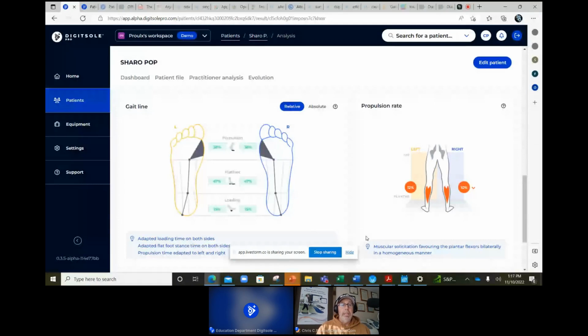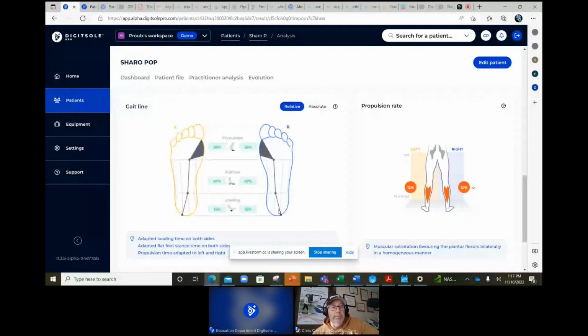So looking at the gait line, her relative percentages are fine. So as she's going through that stance phase, she's doing just fine. We can see that when she loads, I'd rather that she stayed on the outside of her foot, the lateral aspect, just a little bit longer instead of transitioning too quickly. And we're going to take another look at that.